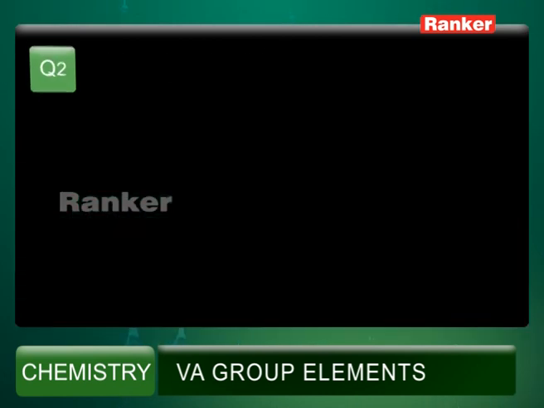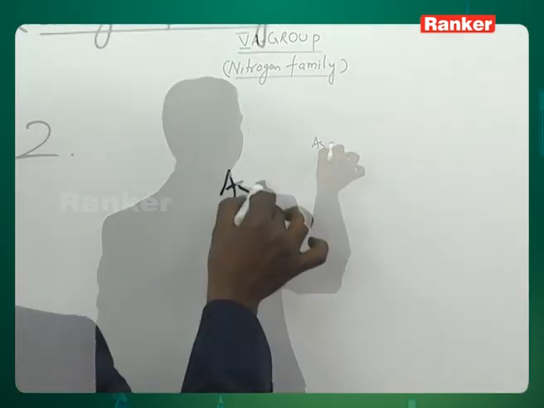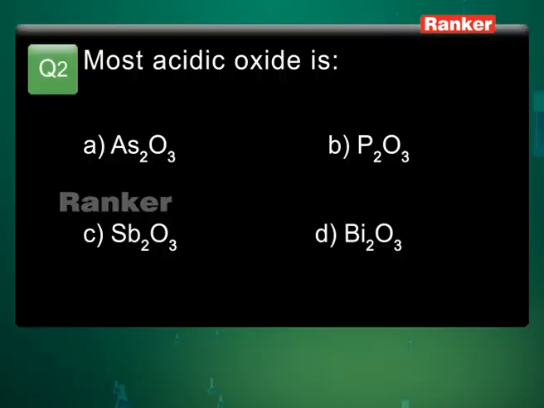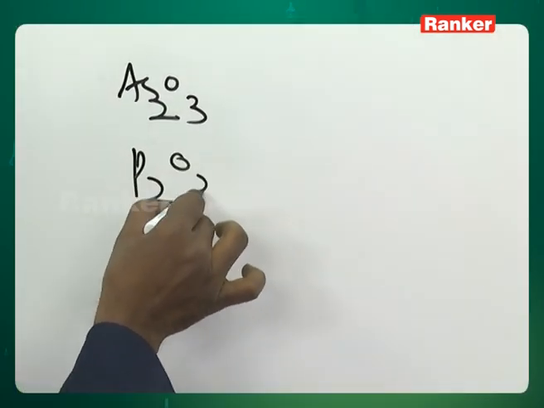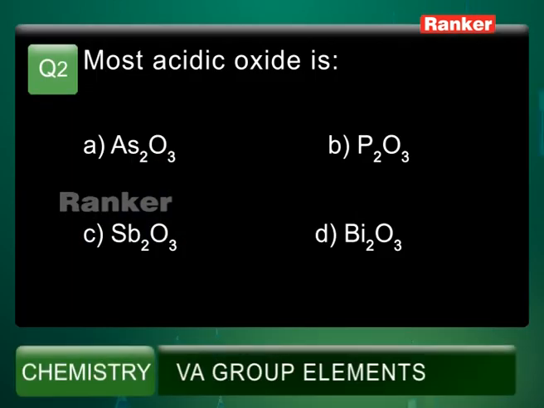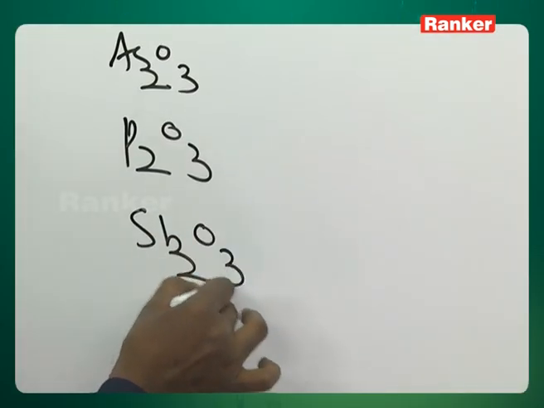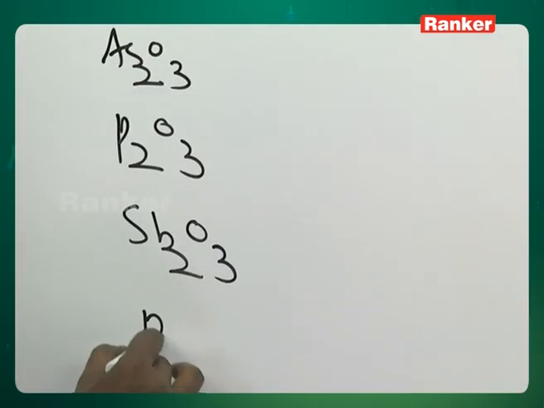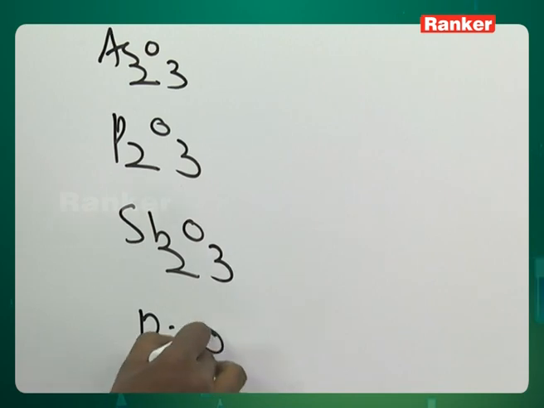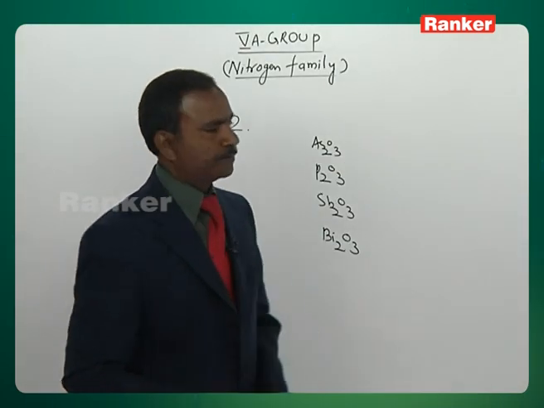Question number 2: the most acidic oxide is. Option A is given as arsenic oxide, As2O3. Option B is given as P2O3. Option C is Sb2O3, and option D is Bi2O3. The question is which among these is the most acidic.